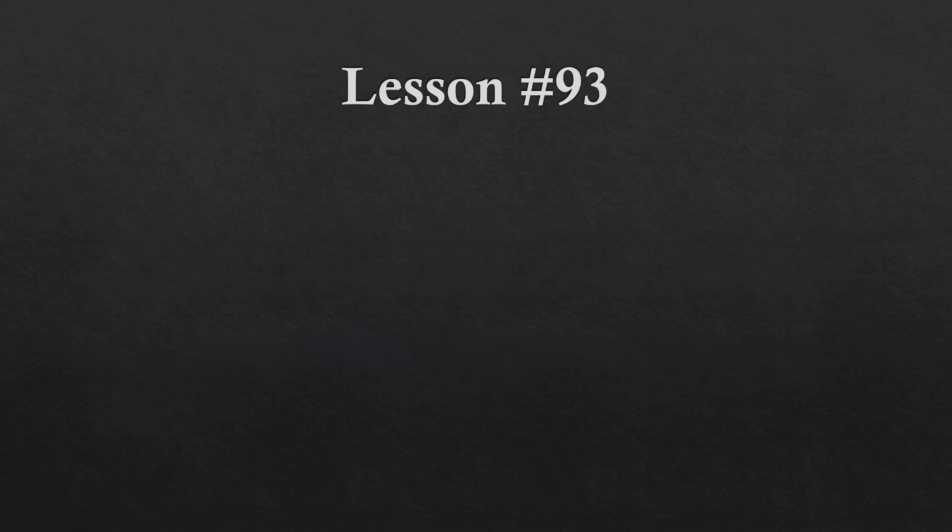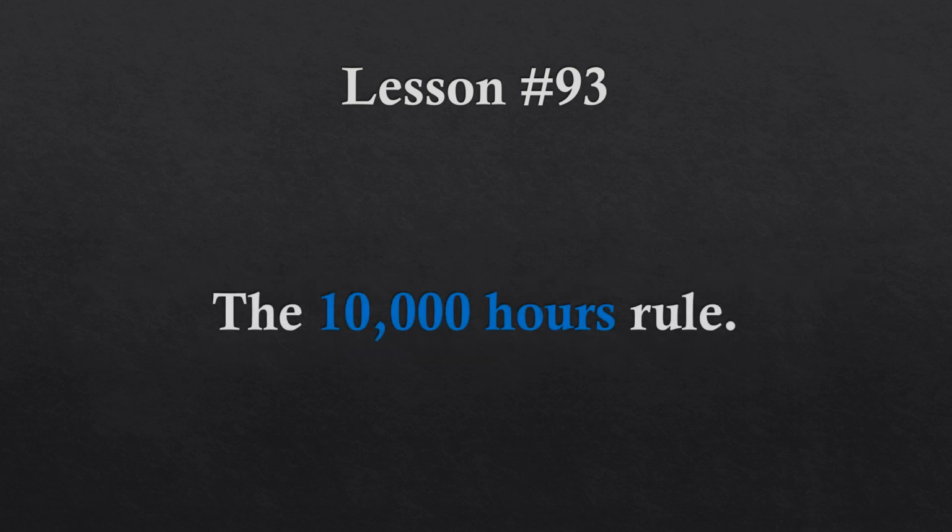Lesson number 93. The 10,000 hours rule. At some point in your life, you probably have heard about the 10,000 hours rule, which states that it takes an average of 10,000 hours of intense practice in order to master complex skills. That's between 2.5 and 3 hours per day, every day for 10 years. That's if you want to become a master. It doesn't mean you'll need all of that to make good trades. However, you cannot expect to make good trades by using something you learned over the weekend.